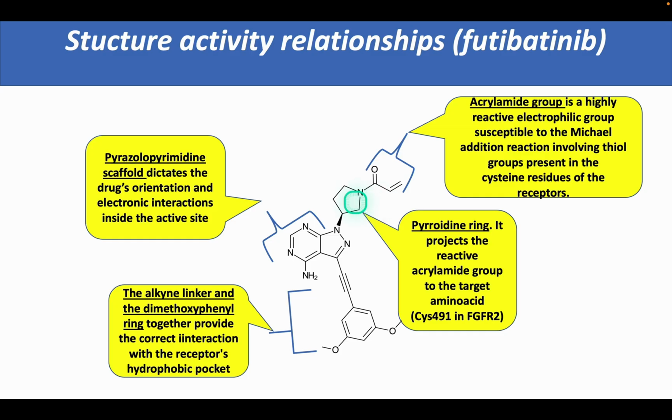FGFR2. Also notable is the bicycle formed by the pyrazole ring fused to a pyrimidine, which determines the drug's orientation and its interactions in the active site.